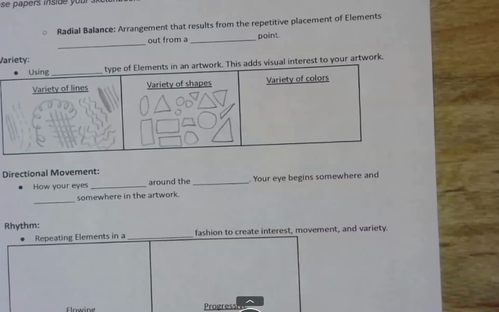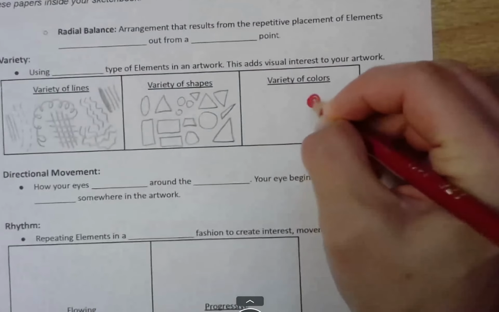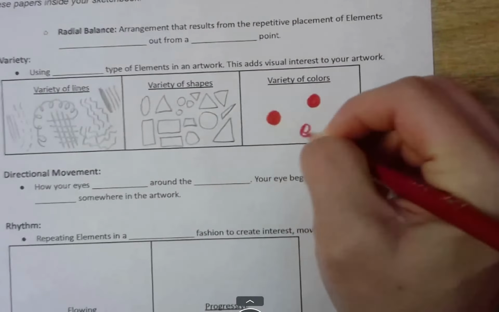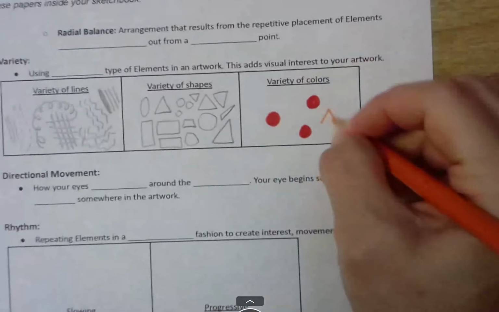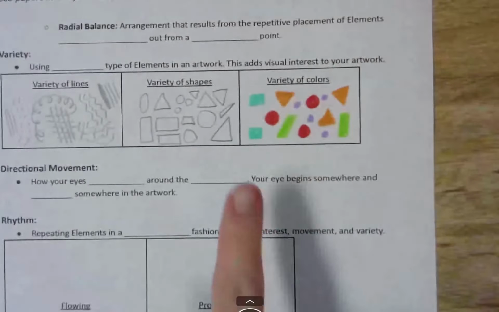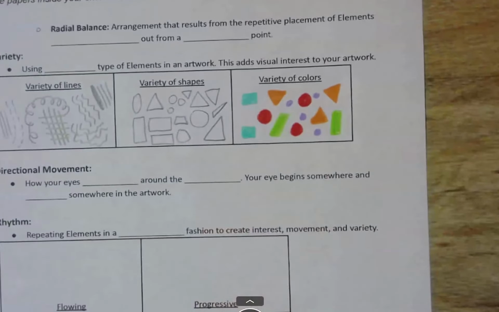Variety of colors. Easy way to do this is just to draw a bunch of shapes, make sure they're different colors and different shapes. There's our example of a variety of colors.